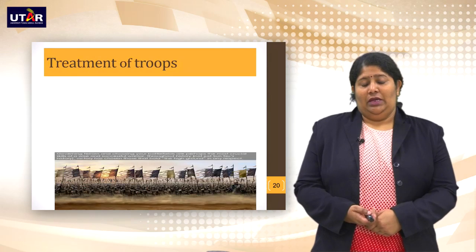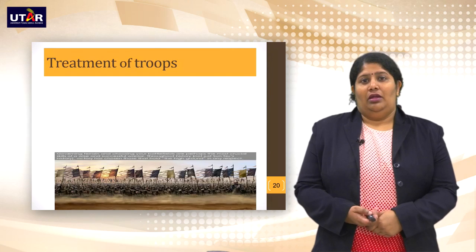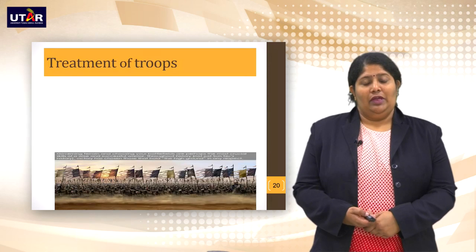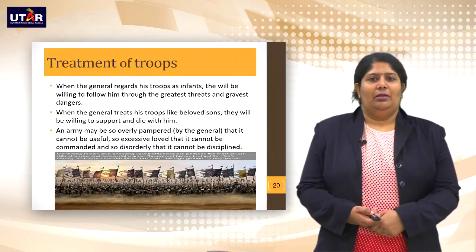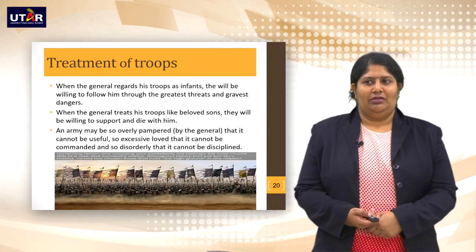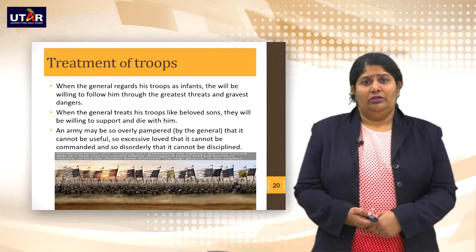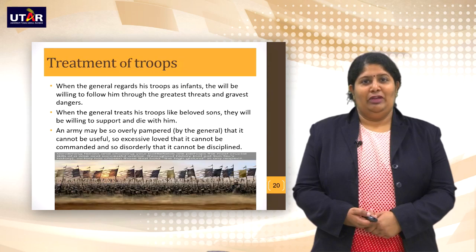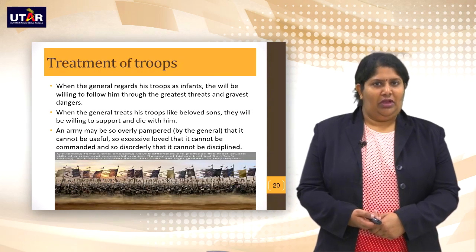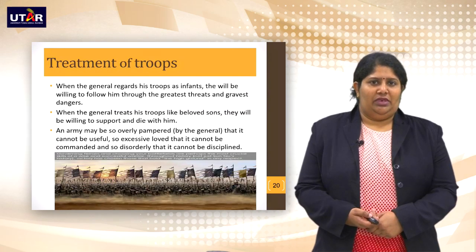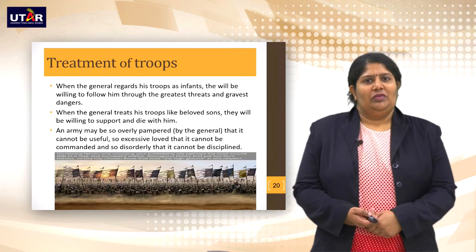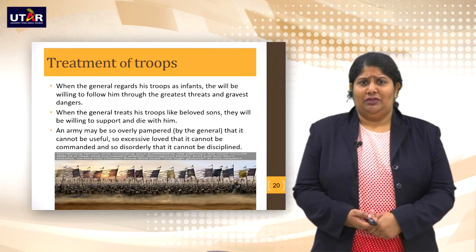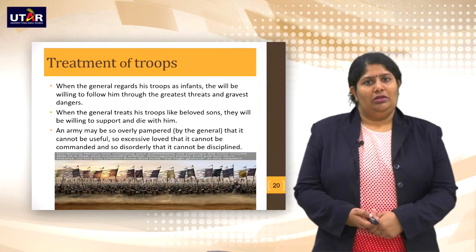Treatments of troops. In war, there are three different ways that a general treats his troops. If the general treats the troops as an infant, then they will follow him through the greatest threat and gravest danger. If the general treats the troops as beloved sons, then they will be willing to support and die together with him. But if the army is overly pampered, what will happen? The army will be disorganized, undisciplined, and unable to follow the command.